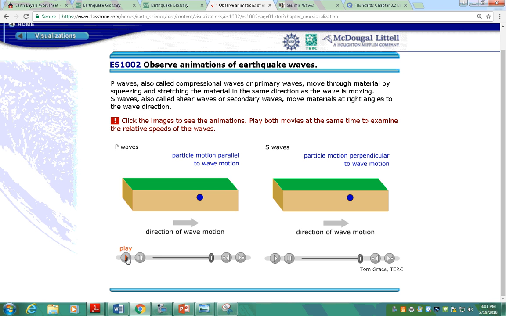So that means that we're looking at P waves. You can see them moving through parallel to the wave motion. And then here we have the perpendicular motion. Almost like a right angle when you think perpendicular, like the letter T. The top part of the T is perpendicular to the bottom part. So definitely if we're looking at the type of seismic wave that's going to cause the most damage, it's going to be an S wave versus a P wave.